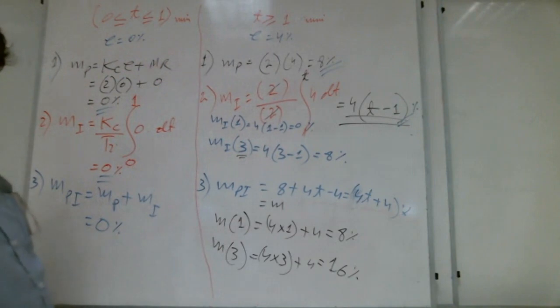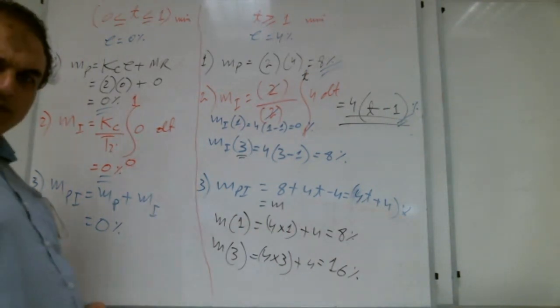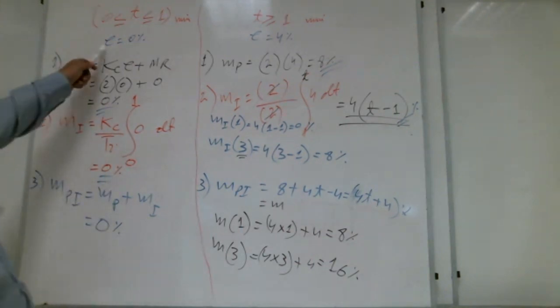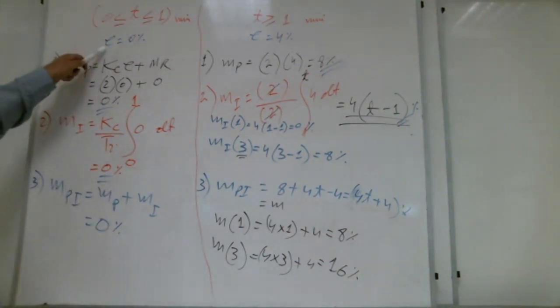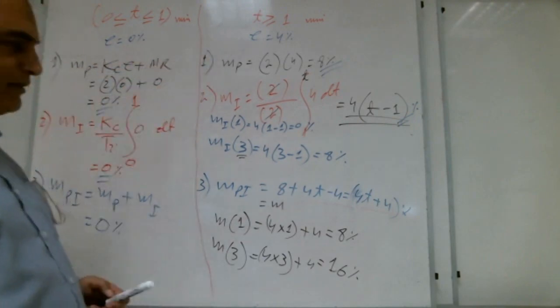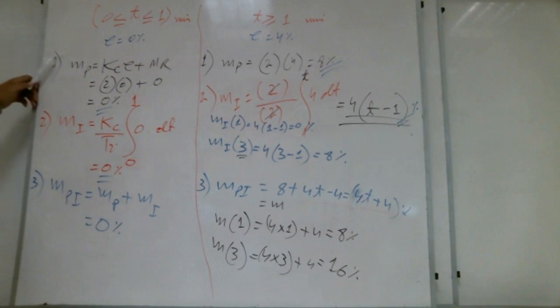Are you with me? That's good. A lot of brothers are typing yes. Nobody is replying no. Please reply. We are here, teacher. How are you? That's good, that makes me feel better. So here error is 0. Here error is 4. A lot of brothers are now typing. Okay.